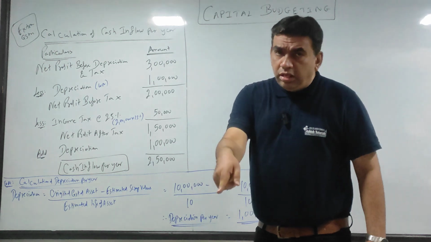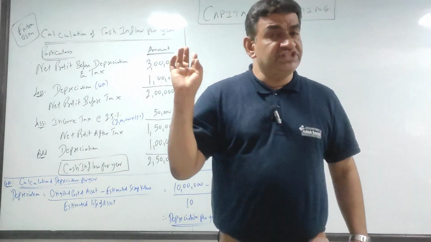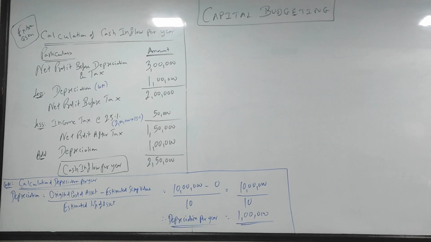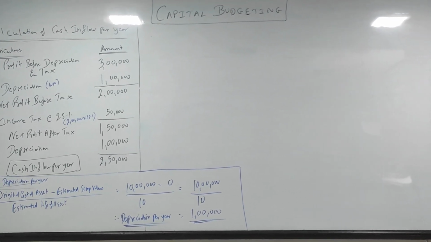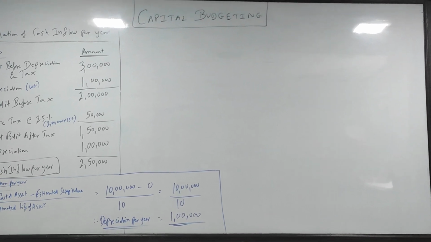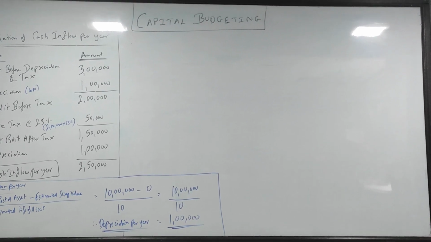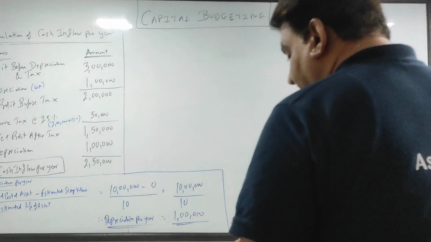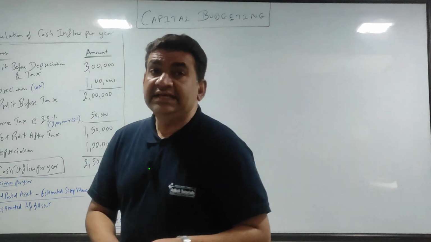Okay. Now coming to the three things which they have asked, I'll just change the angle of the camera a bit. 2,50,000 मेरा cash inflow आ गया, बराबर. I'll just change the angle so that I can record everything together. Okay, that's fine. Now guys, the three things what they have asked.